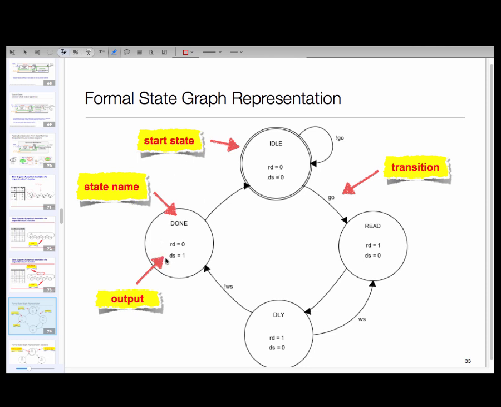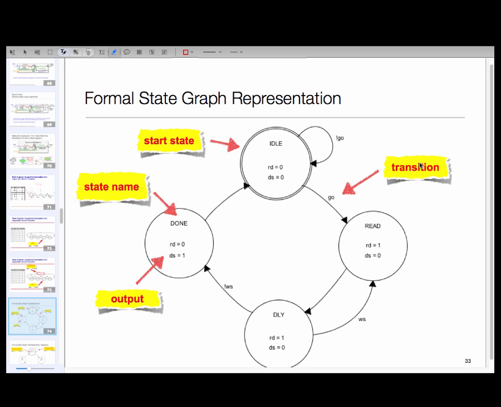The outputs, at least in one very common variant, this is a very powerful tool, but the most common way is outputs are listed as a set of equations within each state. So for example, what this is saying is in the done state, the output RD is 0 and the output DS is 1. In the read state, output RD is 1, output DS is 0, and so on and so forth. So that's the output.